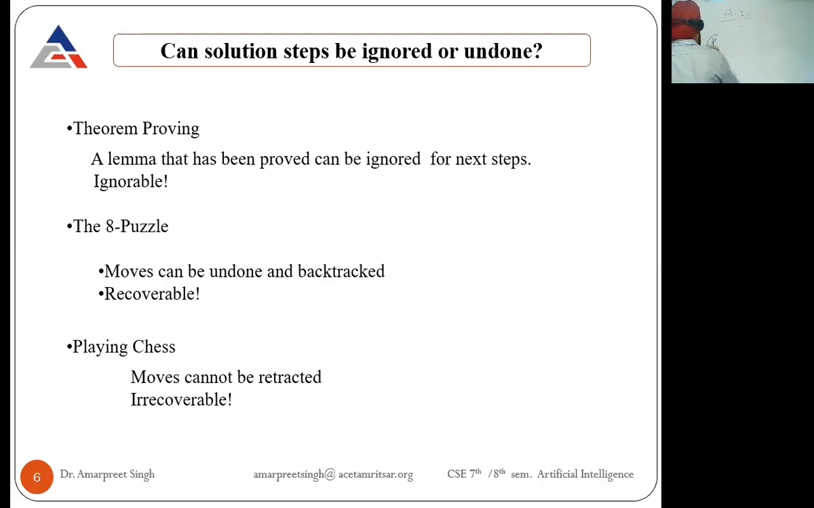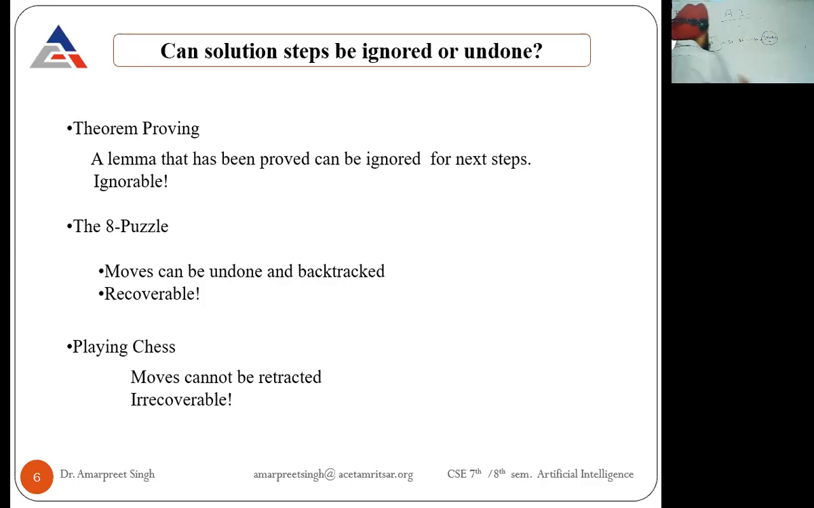There is a problem and there is the final solution. Means output is there. We are in any state, that is the problem, and this is the solution. So in between the problem and the solution, many steps are there. Step 1, step 2, up till step n, and we reach the solution.